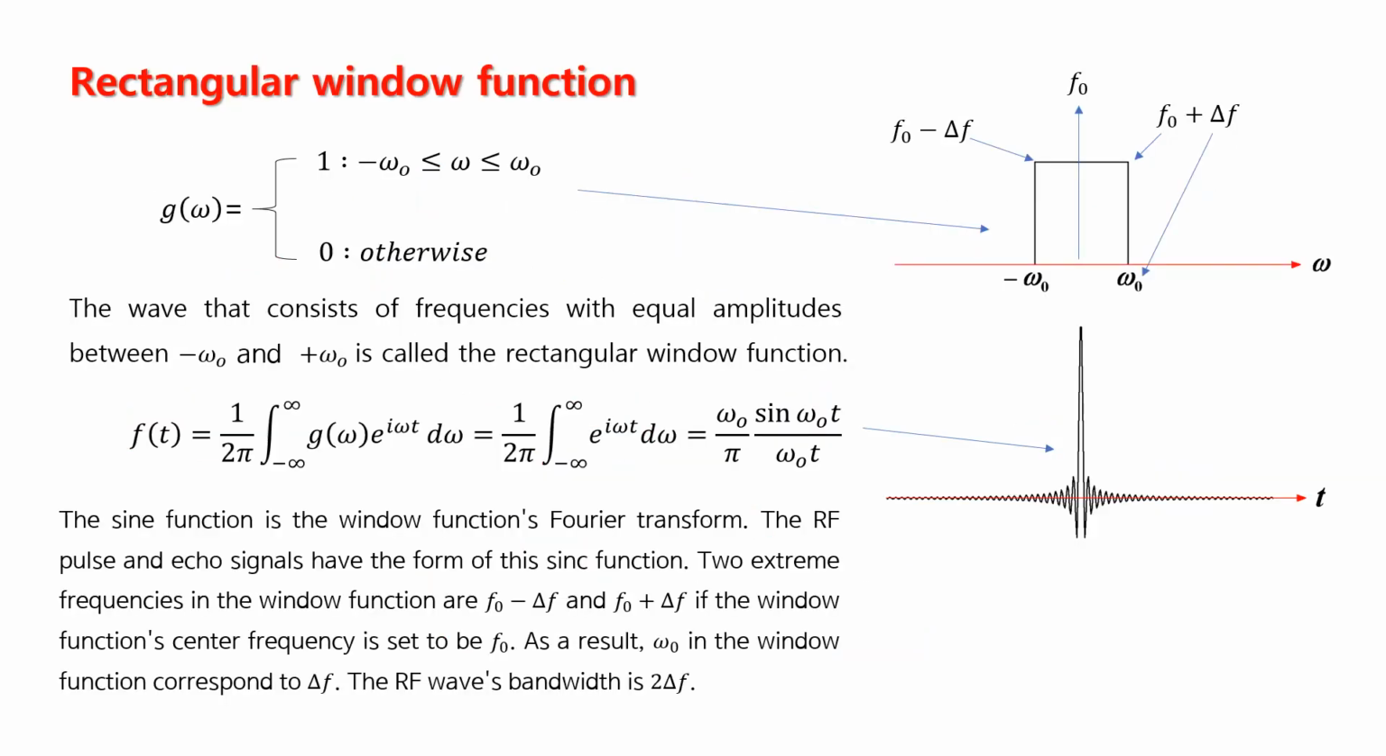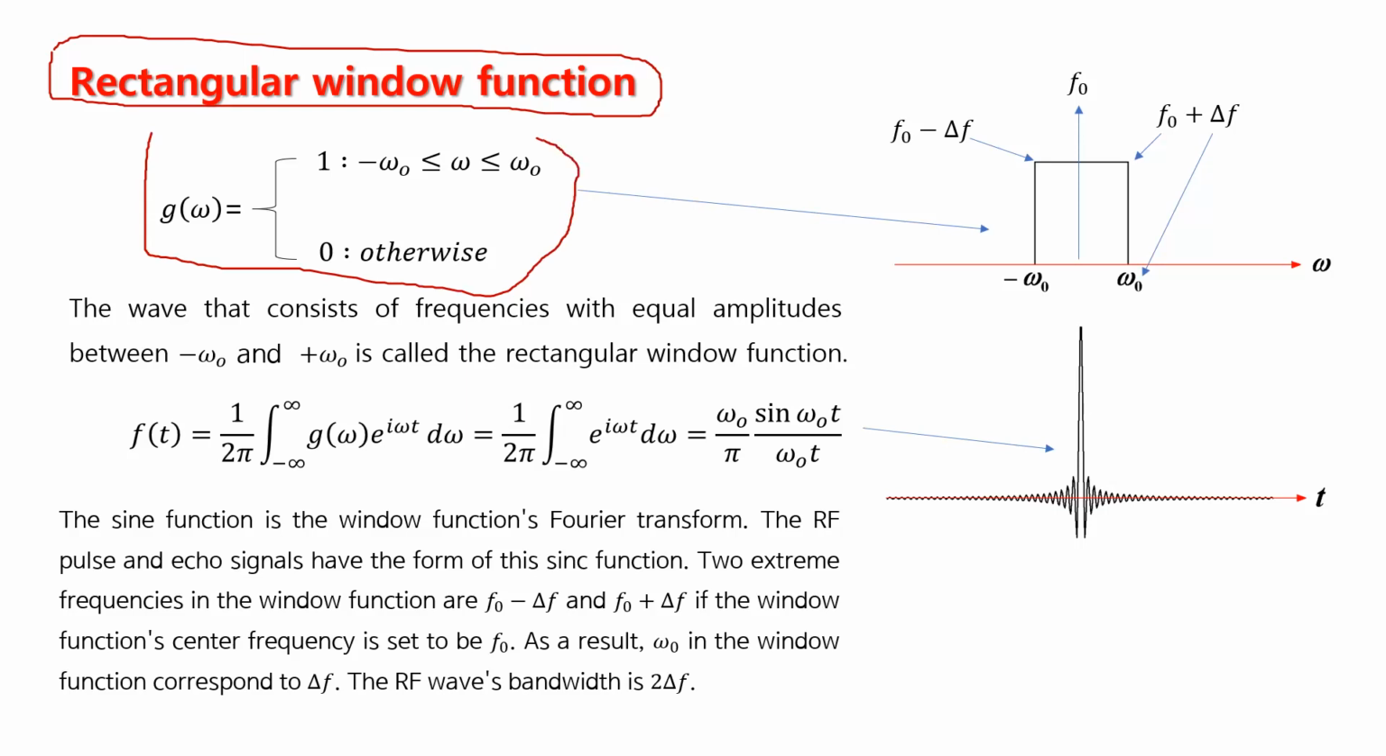Let's see the rectangular window function. This function is defined by this equation. G(omega) is 1 within minus omega 0 and omega 0, otherwise 0. This looks like a window, so this is called the rectangular window function.